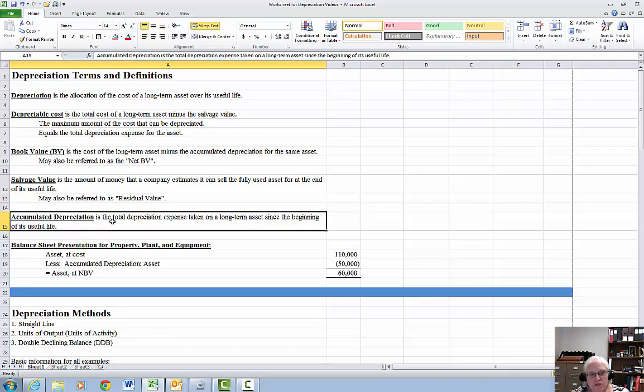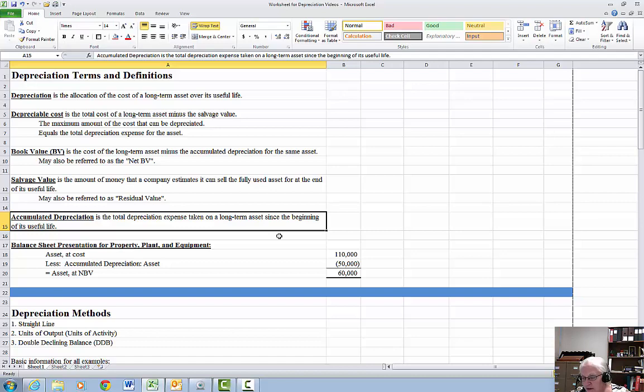The final definition is accumulated depreciation, and that is the total depreciation expense that's been taken on an asset since the beginning of its useful life. Okay, so the journal entry that we make is going to be a debit to depreciation expense and a credit to accumulated depreciation. So what's happening is the depreciation expense goes to the income statement.